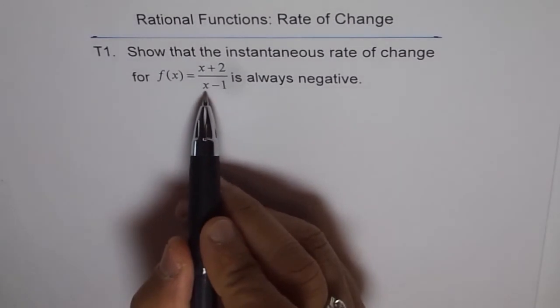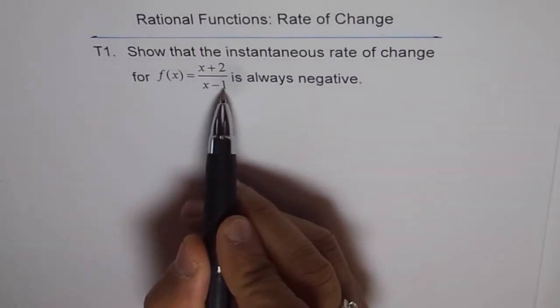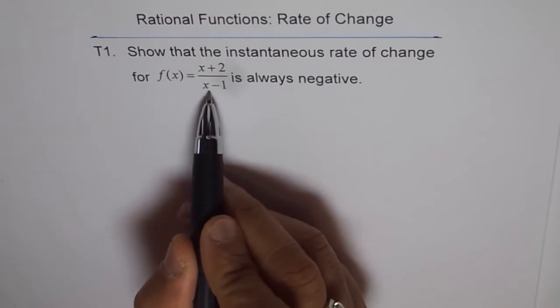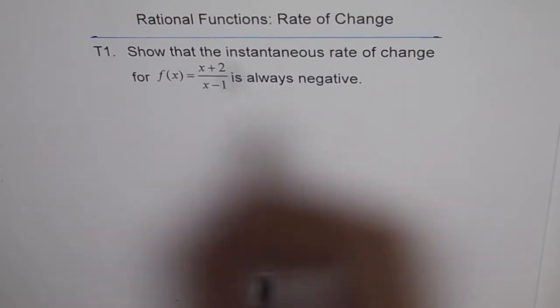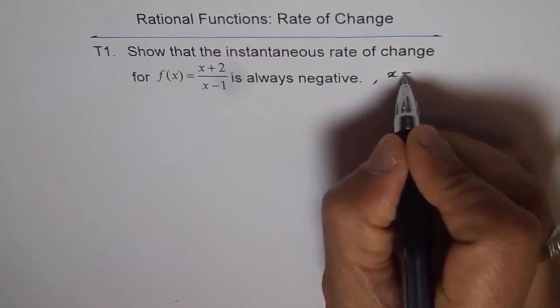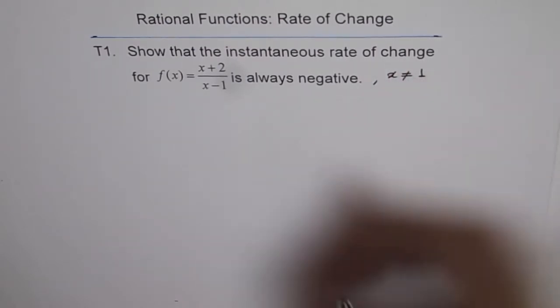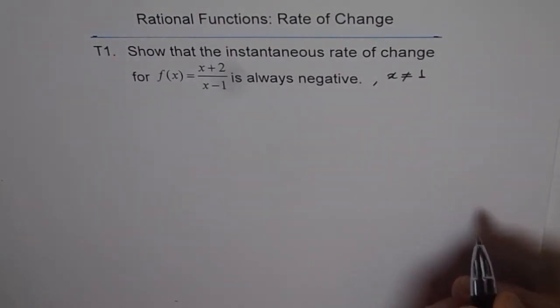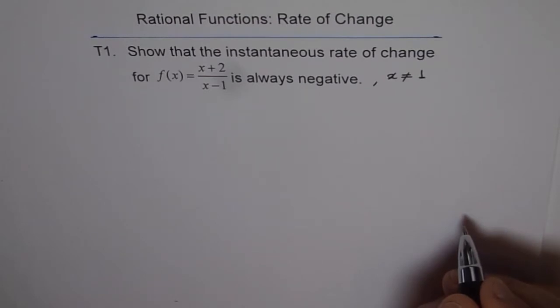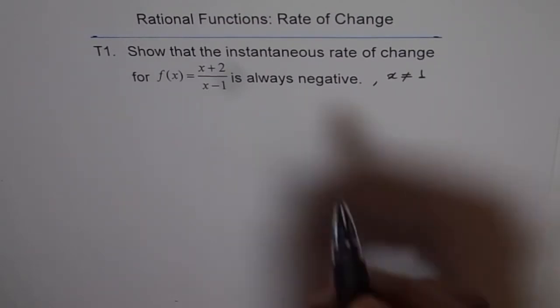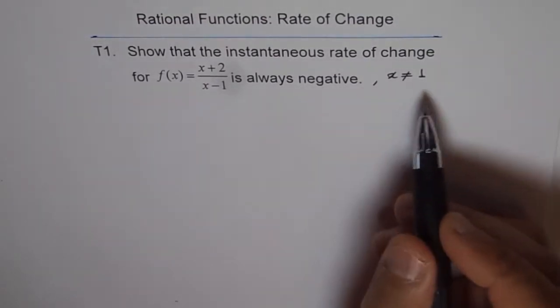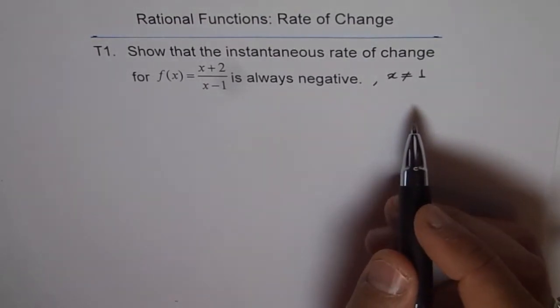This function is not defined at x equals 1, and so you cannot find the instantaneous rate of change at x equals 1. Remember that. So the restriction here is that x is not equal to 1, right? When dealing with rational functions, it is good practice to write restrictions first, in the very beginning. Let's start with that. x is not equal to 1, but x belongs to all of the real numbers for our question.